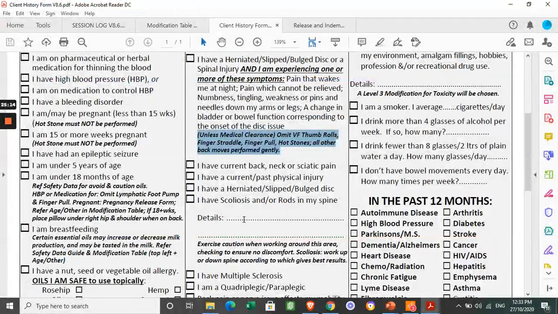So again, these are still specific conditions. I have current back, neck or sciatic pain. I have current or past physical injury. I want to see the details of what that injury is. If someone's had a knee injury, right knee injury. If they have a herniated, slipped or bulge disc, that's current, or if they have scoliosis and or rods in their spine. Just some brief details about what that is so that I know that you're identifying what your client's needs are. It forms part of your assessment to have your paperwork filled out diligently and correctly.